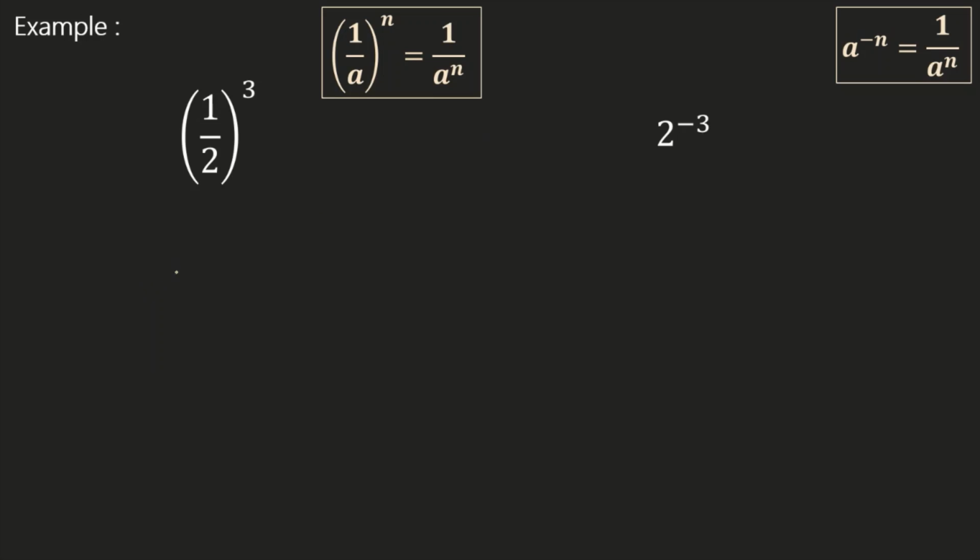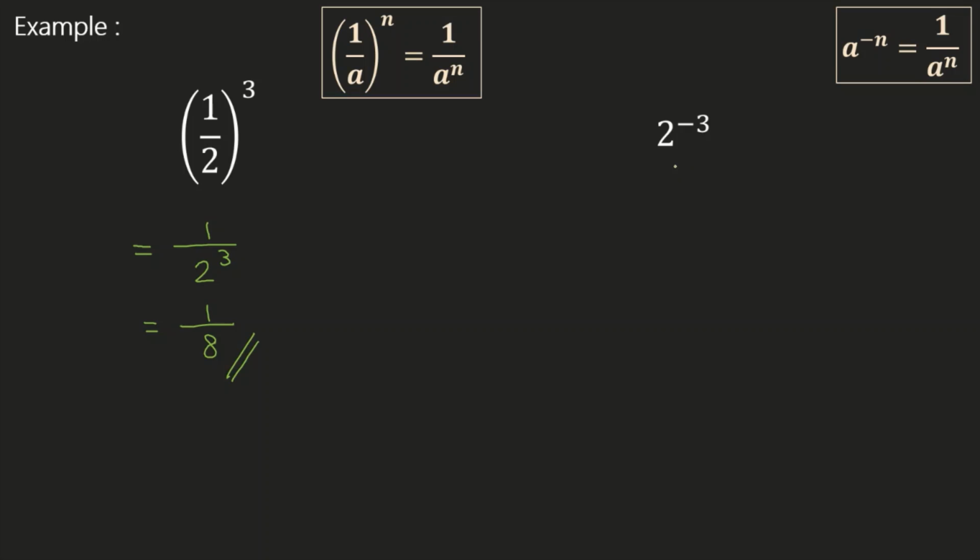Okay, let's take a look at an example. Here we have an exponent applied to a reciprocal, 1 over 2. So by definition, this is the equivalent of 1 over 2 raised to the power of 3. And 2 raised to the power of 3 is 8. So this expression right here evaluates to 1 over 8.